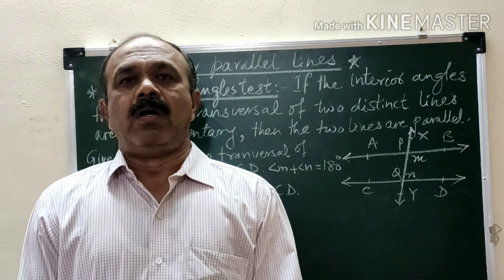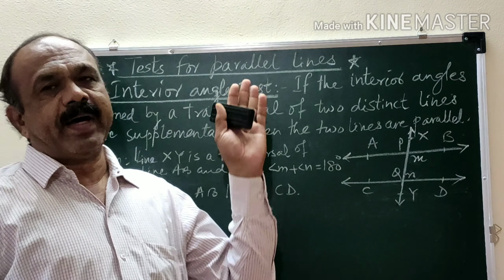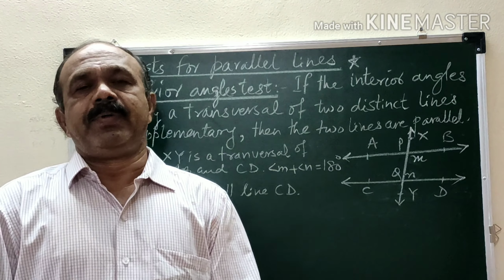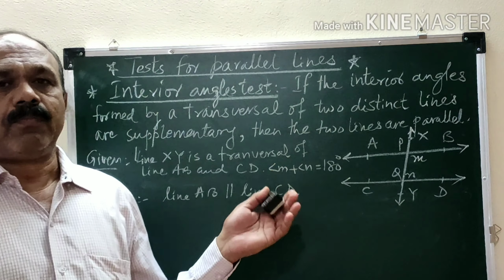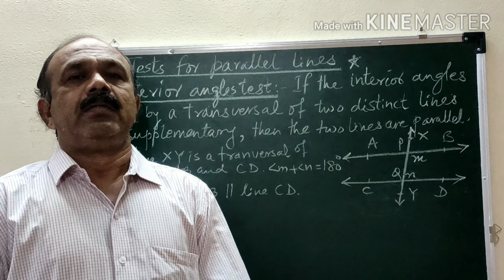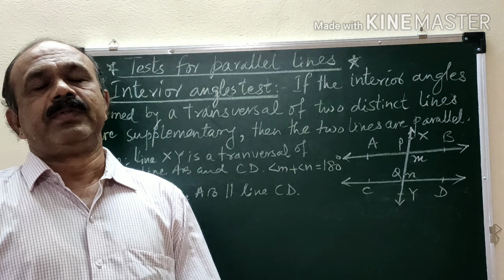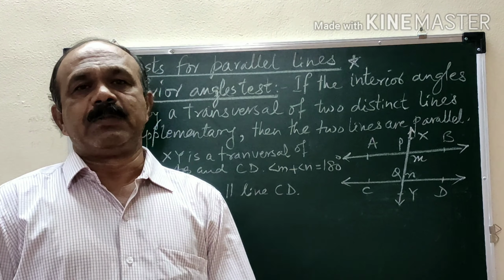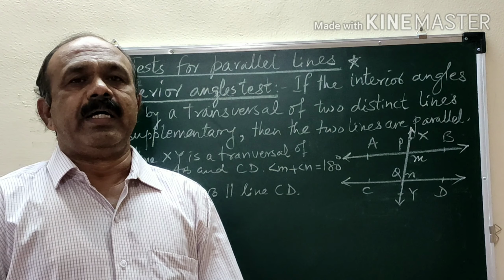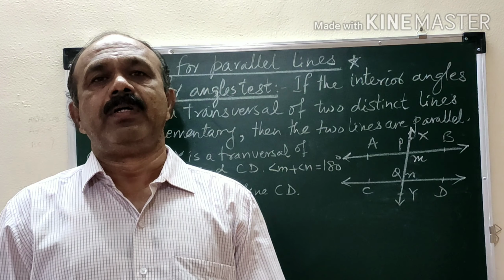Welcome all students. Today we are going to learn tests for parallel lines. In the last periods we learned the properties of parallel lines, that is, due to a transversal of parallel lines, the angles which are formed are the corresponding angles. If lines are parallel, the corresponding angles formed are congruent. Then alternate angles are congruent and interior angles are supplementary.